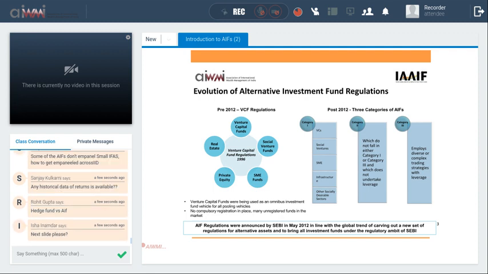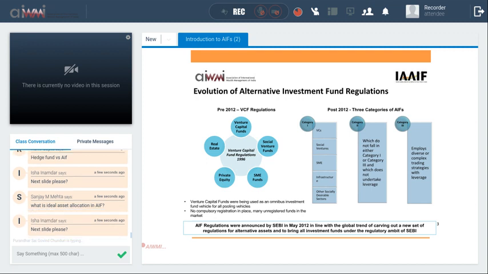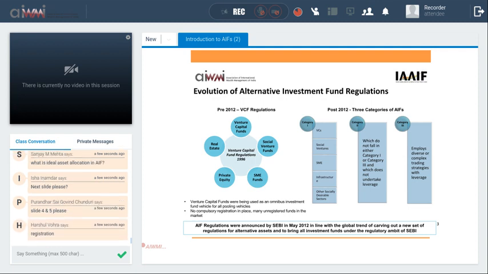Is any historical data of returns available, asks Sanjay? No, but like for PMS, you have that option now. For AIF, no, but SEBI is considering it, and I think we might see in the future publication by various AIF managers of the returns that they have earned. Hedge fund versus AIF, asks Rohit Gupta. Category 3 AIFs are generally hedge funds. They employ complex derivative strategies and they hedge. So it's not versus an AIF. A hedge fund is actually a type of AIF in India now.